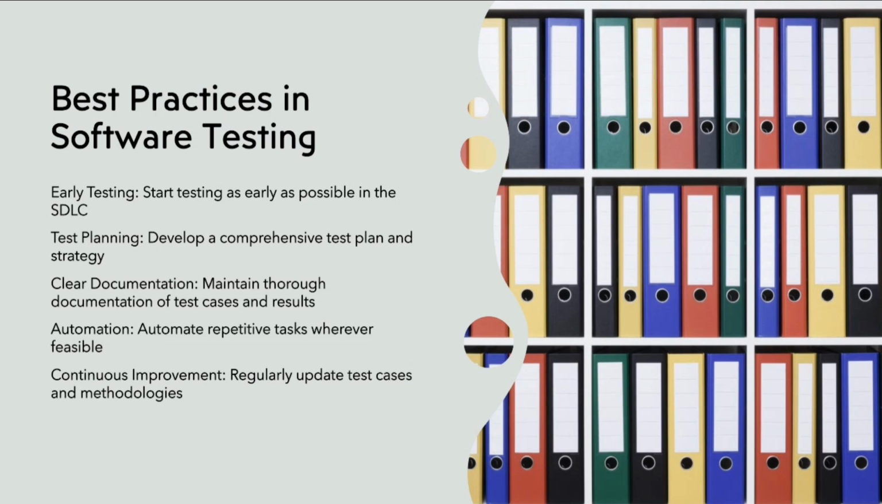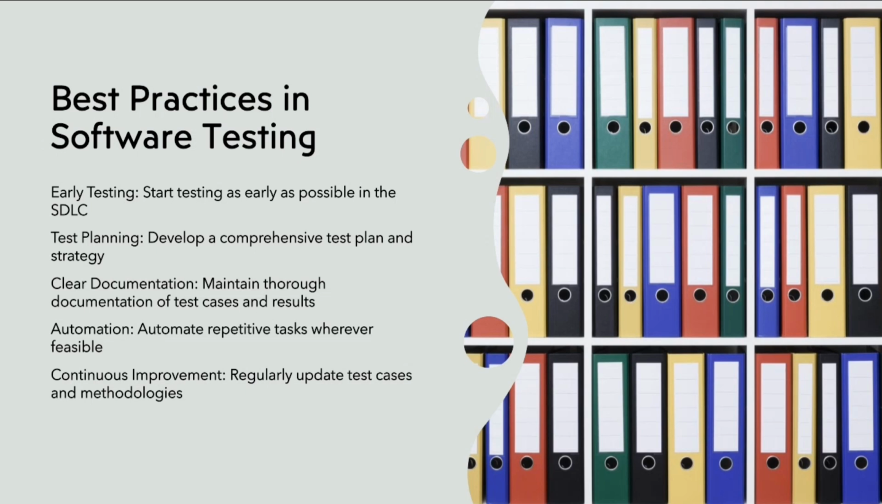So there are lots of best practices in software testing. First thing is early testing. Before starting the testing, we have to check that our software is working properly. For that we have a testing concept called smoke testing. Through smoke testing, we can check the most critical functionality of the software.